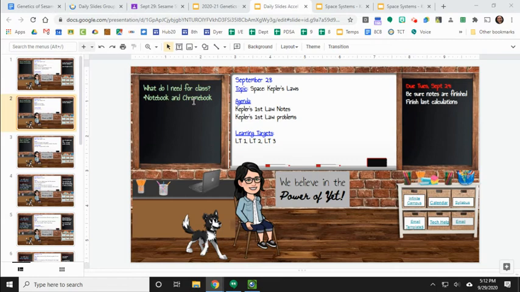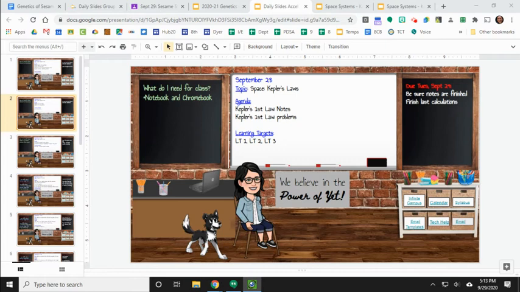Basically, we're going to be taking notes for most of this class period. And so your homework or your finished product for this will be to make sure that your notes are finished, and there will be one either calculation or problem that you'll be doing at the end. We are going to be working on learning targets 1, 2, and 3. So those are all having to do with Kepler's first law and describing the orbits of different celestial objects and predicting the orbits of different celestial objects through the use of Kepler's laws.